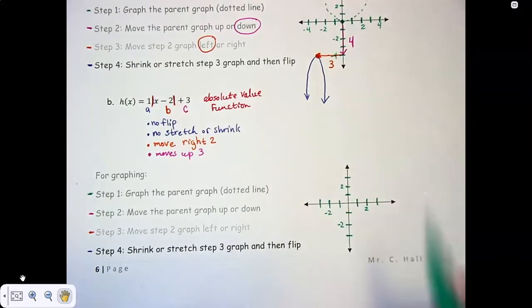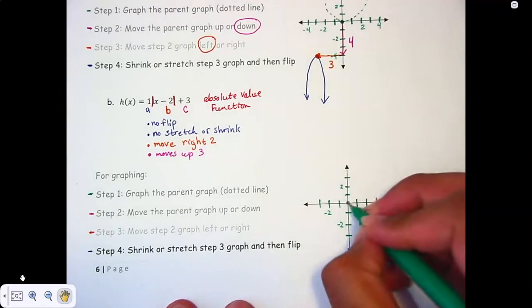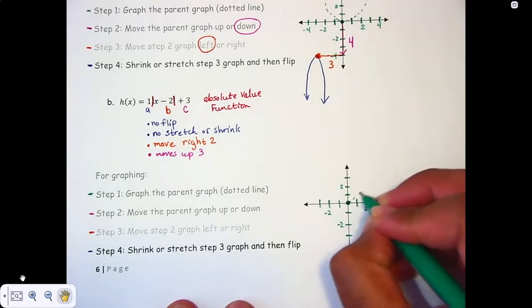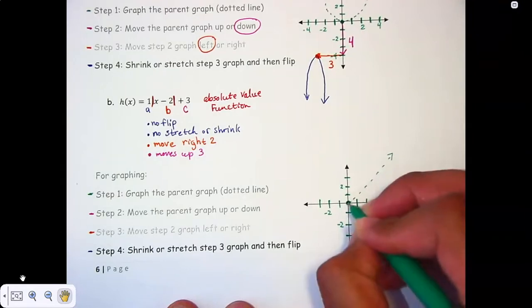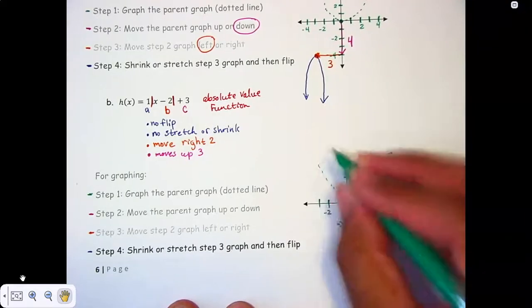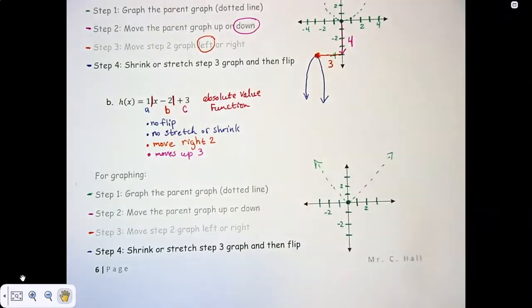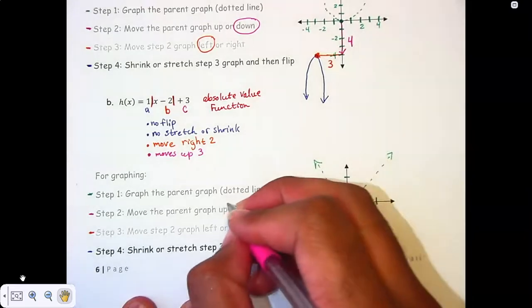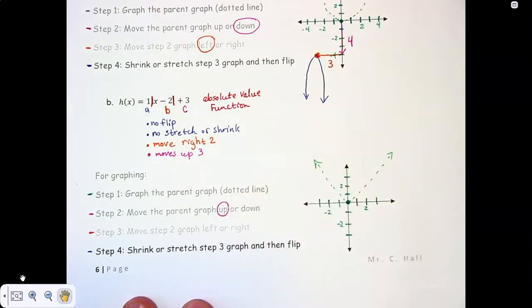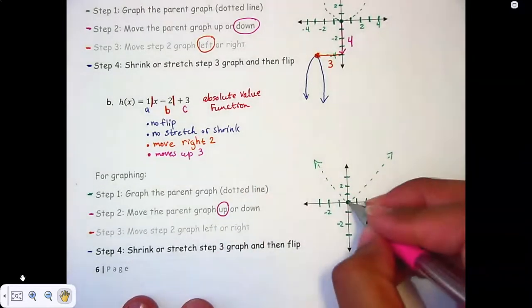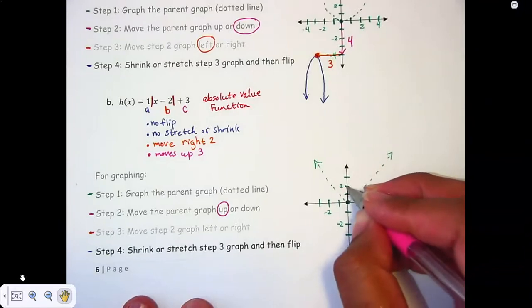All right, so we did this. It's absolute value, so the parent graph, dotted, is the V. So like step 1 says right there. All right, step 2 says move the parent graph up or down. And in this case, we're going to go up 3. So we take this and go 1, 2, 3.